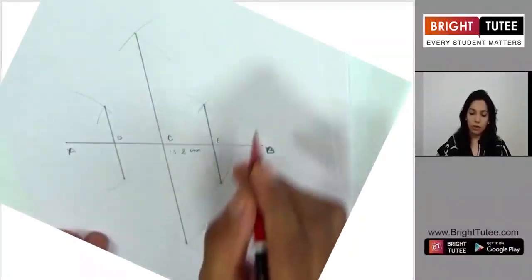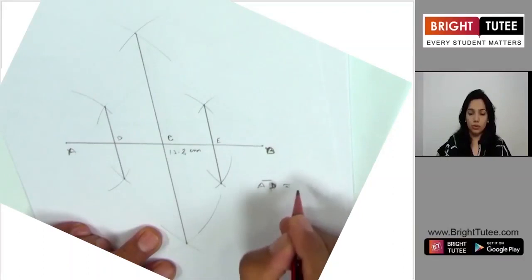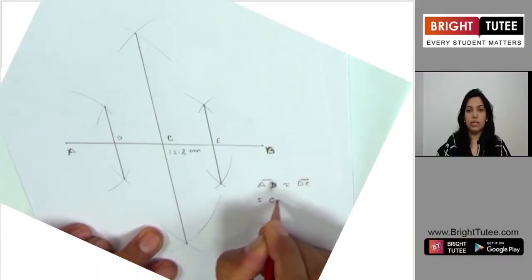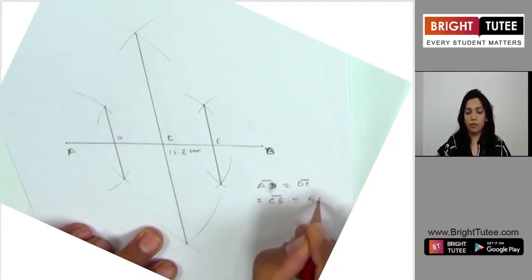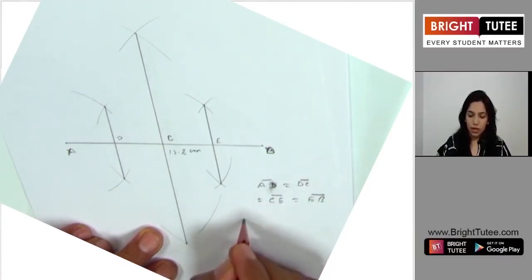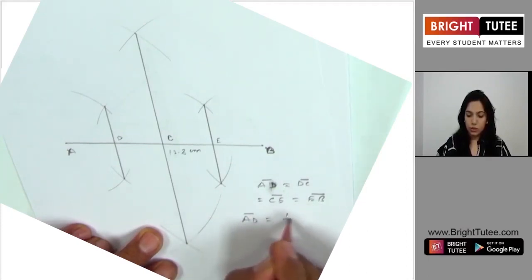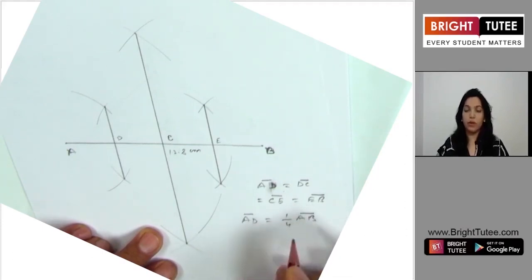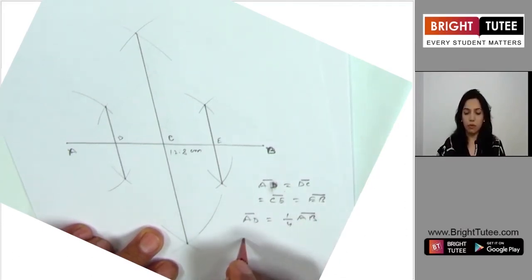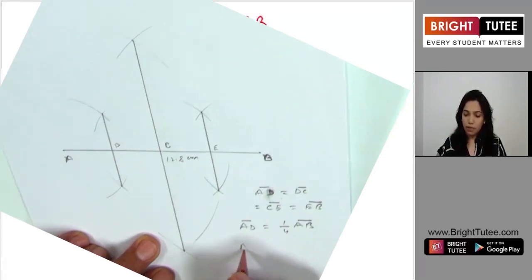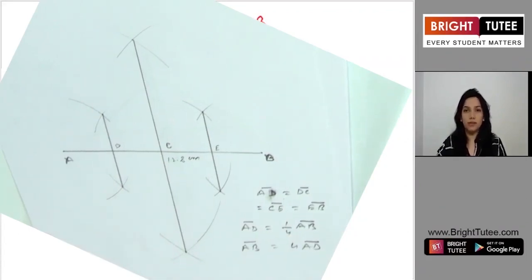So here we have got AD is equal to DC is equal to CE is equal to EB. Or we can say AD is equal to 1/4 of AB. Okay, this particular part is 1/4 of AB, right? Similarly, you can say DC is 1/4 of AB, CE is 1/4 of AB, EB is 1/4 of AB, or we can write AB is equal to 4 times AD. Okay, this is how you can represent or write your answers in different ways.